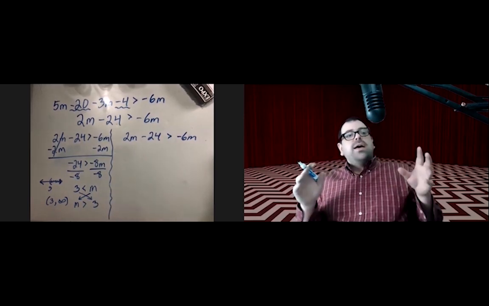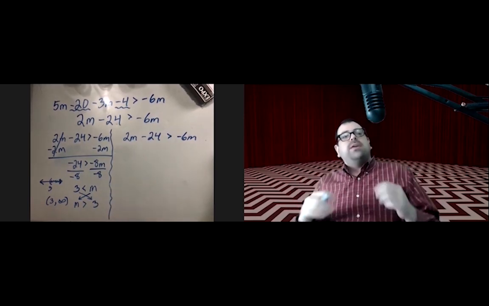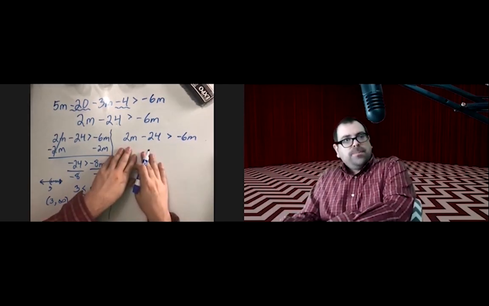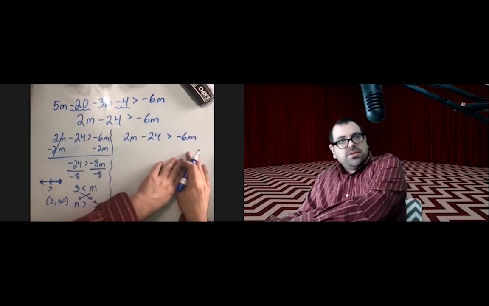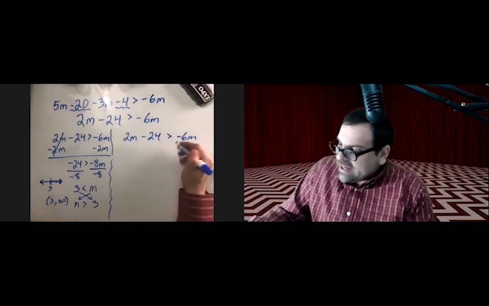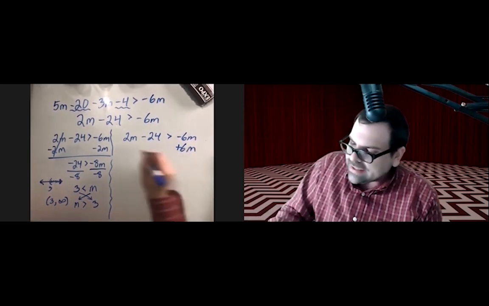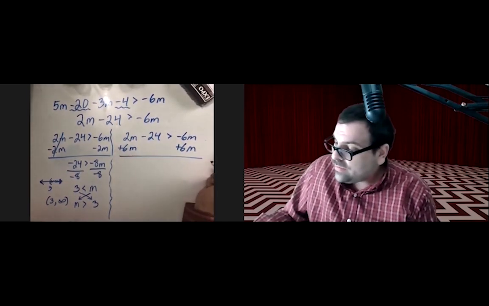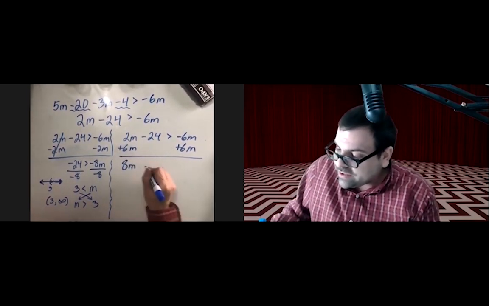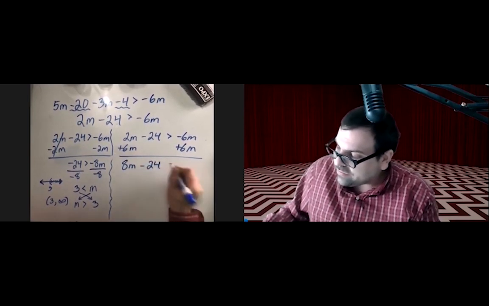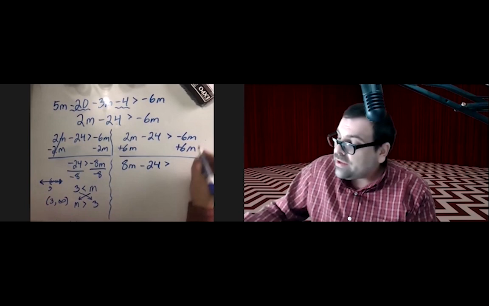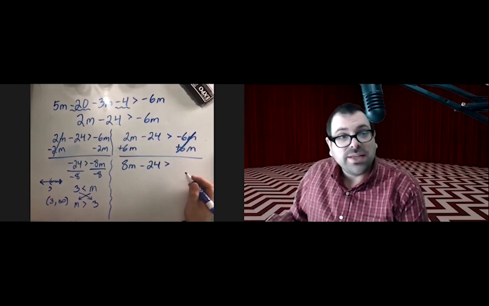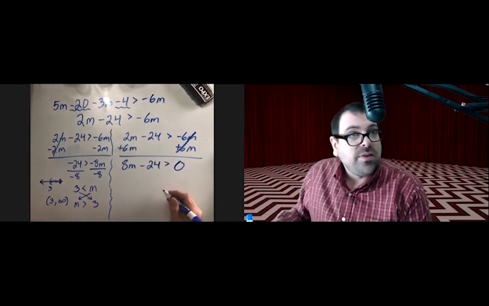What if I always, no matter what, wanted to do every problem by taking the variables to the left and the constants to the right? In other words, what if I did do plus 6m as the step here? That'd be okay. There's nothing wrong with that. Be careful though, because now everything is on the left. 8m minus 24 is greater than what? Negative 6m plus 6m, those cancel away completely. 0m on the right.